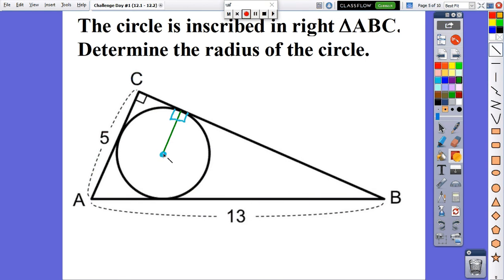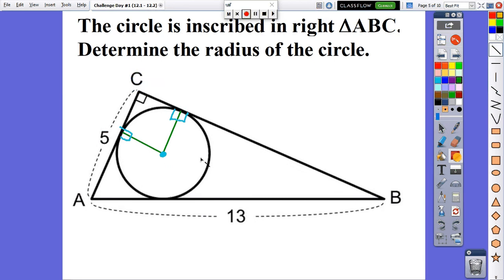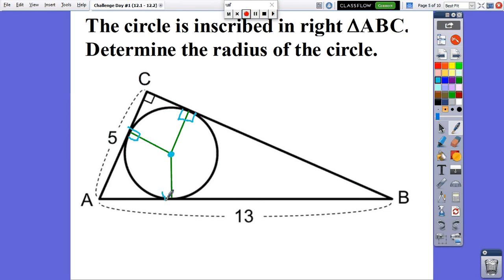When the radius comes over here and touches side AC, it's going to make some 90-degree angles. And when the radius comes down here and touches side AB at the tangent point, then we get some more 90-degree angles. So each one of these represents the radius, which we're trying to figure out.